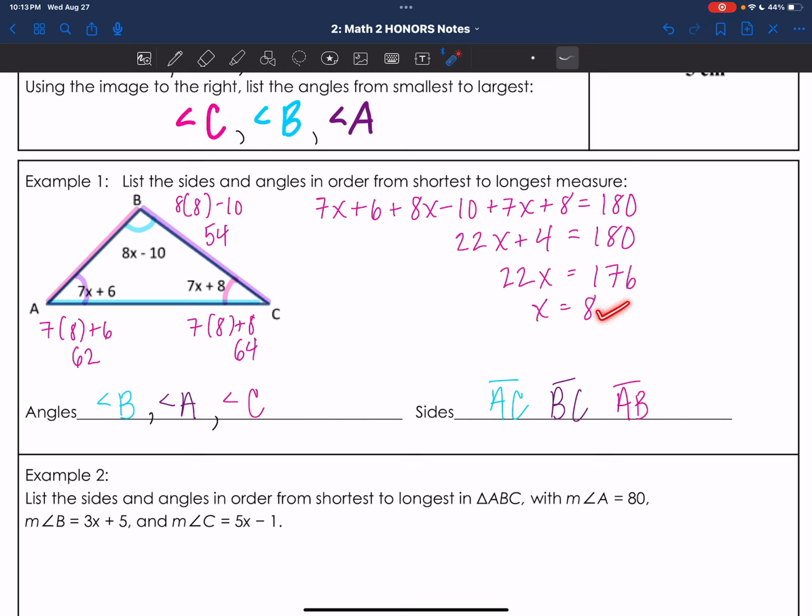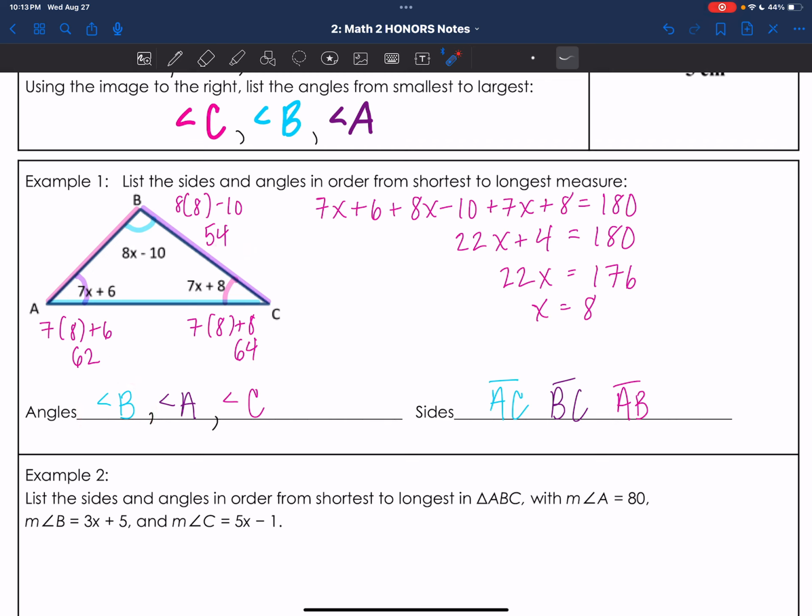Now that we know x equals 8, we're going to substitute that in for each x here to find the measure of each angle. So angle A, 7 times 8 plus 6, is 62. Angle C, 7 times 8 plus 8, is 64, and angle B is 8 times 8 minus 10, which is 54. So now that we know this, 54 is the smallest, so that's the smallest angle.